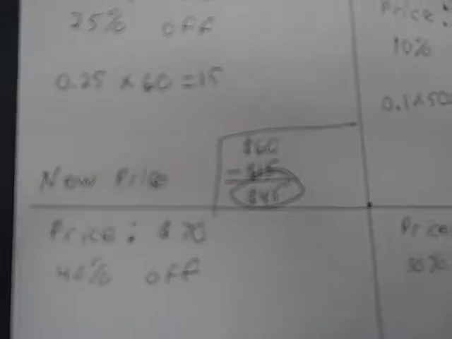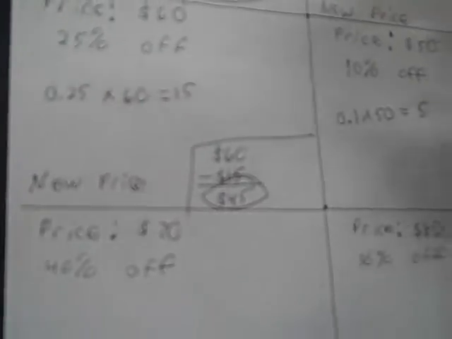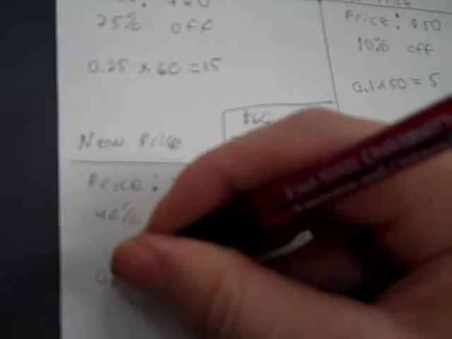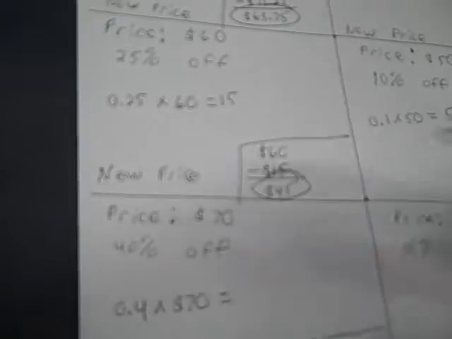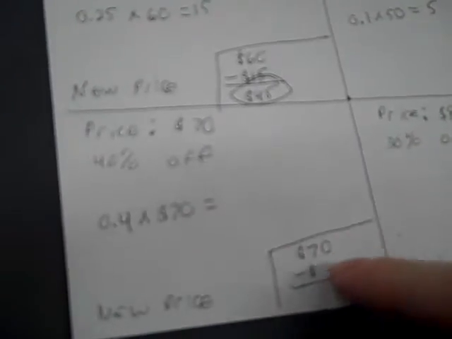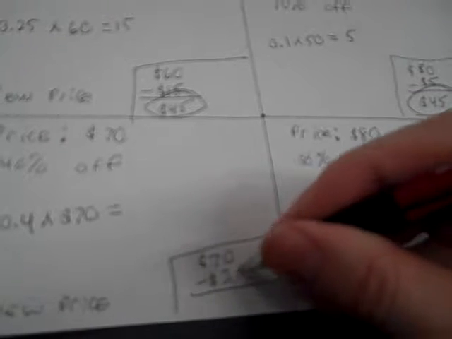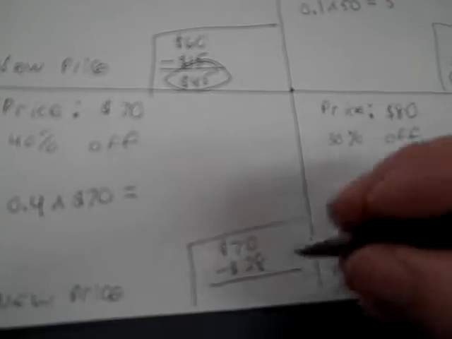Okay, price of something is $70, we have 40% off. So $70 minus something. I need to find out the dollars that I get to subtract. I'm going to divide my percent by 100, so 0.4. Then I'm going to multiply by the price, and that's going to find out what 40% of $70 is for me to subtract. 0.4 times 70 is going to be 28. 70 minus 28 is $42, the new price.